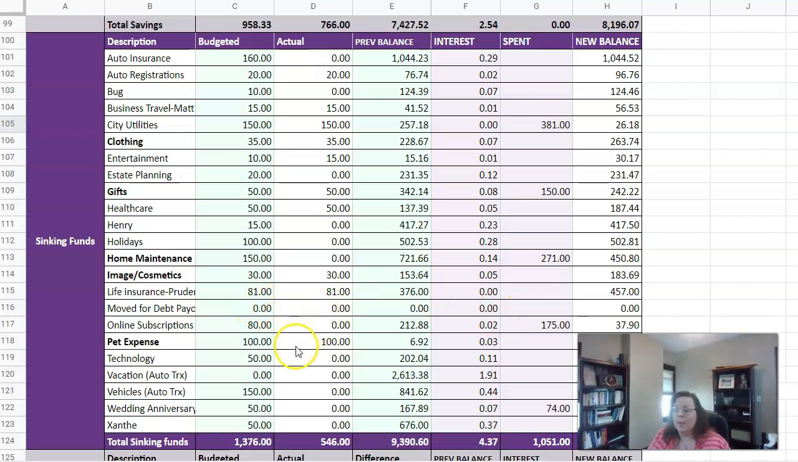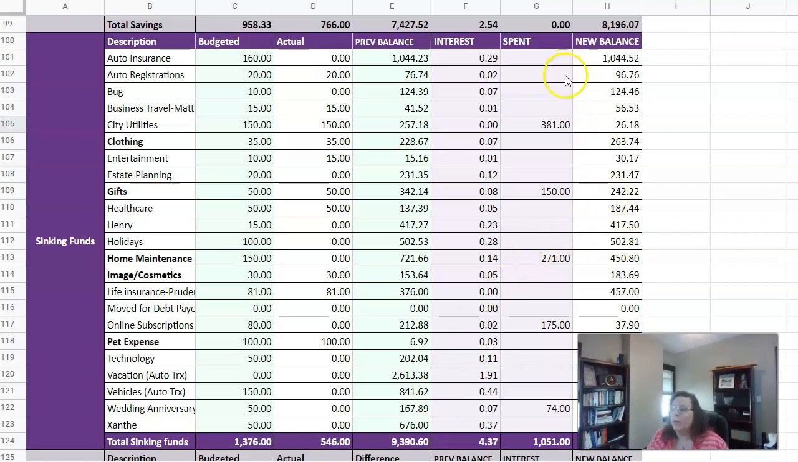And then nothing to online subscriptions since we spent it all, and then some, $100 to pet expense, and then nothing in technology, vacation, vehicles, wedding anniversary, or Xanthi, bringing our total to $546, which was way under what we planned. And that was so we could get some of those things caught up, some of those expenses from April that I was trying to get paid down.